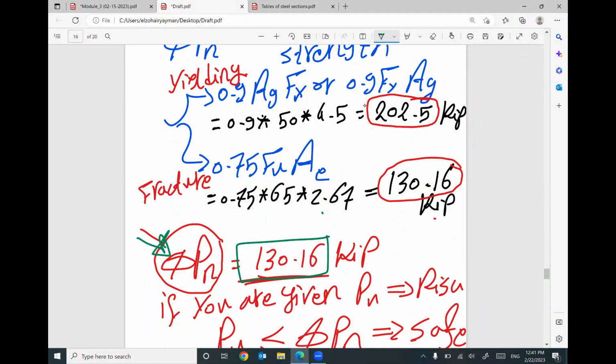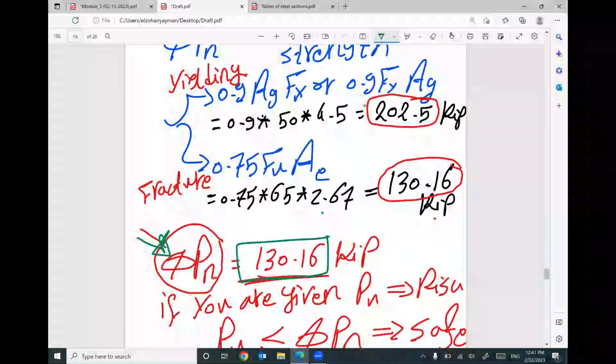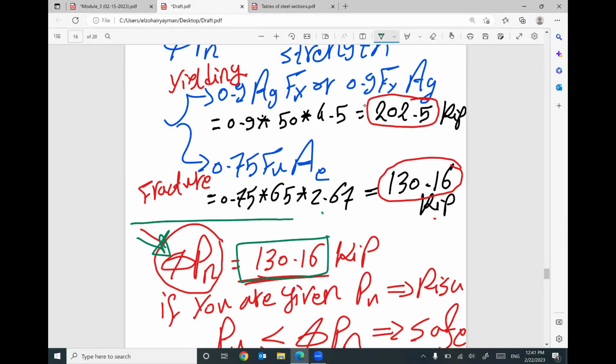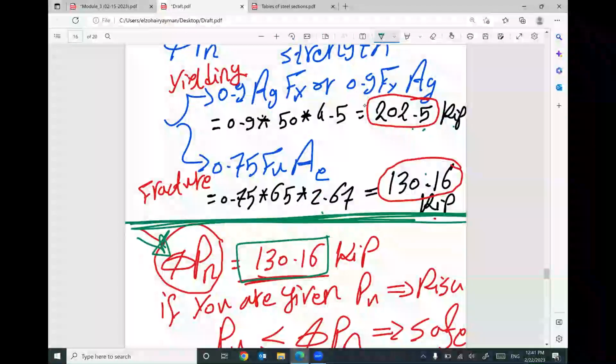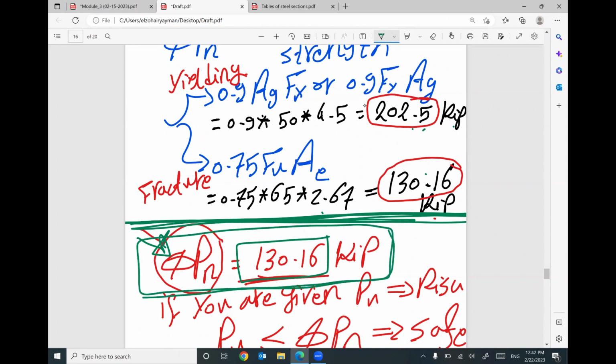I remember last semester we had something like this in your exam, asking you to figure out the design strength. Everybody stopped at this line. You have to tell me what your final answer is. Don't say, leave it to me. I have two values. Which value? Is it 202.5 kips or 130.16 kips? Please don't stop here. You have to continue and let me know your final conclusion.